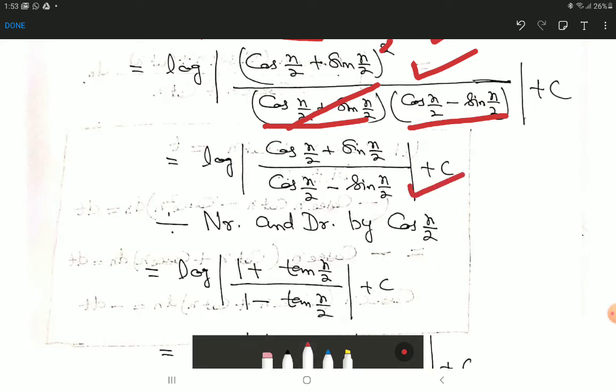Now we will convert it into tangent form. So divide numerator and denominator by cos x by 2. You can always divide any fraction, numerator and denominator, by same quantity. It makes no difference. So you see cos x by 2 upon cos x by 2 is 1. Sin x by 2 upon cos x by 2 is tan x by 2. Cos x by 2 upon cos x by 2 is 1. And sin x by 2 upon cos x by 2 is tan x by 2.